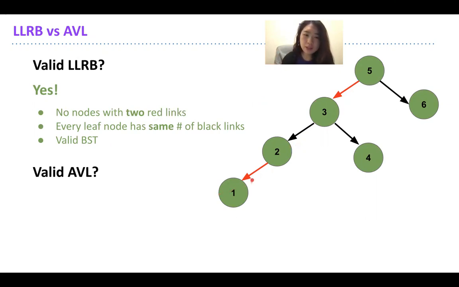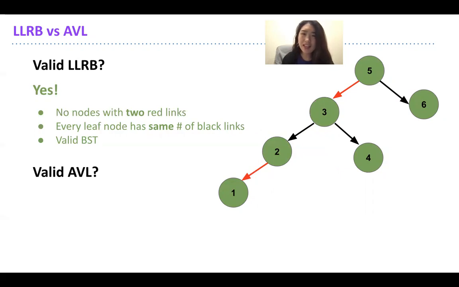We can also check the other important invariant: every leaf node has the same number of black links. What it really means is there are 1, 4, and 6 as leaf nodes, and they only have one black link pointing to them. For example, 6 is being pointed to by one black link, and so is 4 by 3, and 2, and 1 is being pointed to by only one black link as well. So that's a very important invariant to check, so please don't forget.